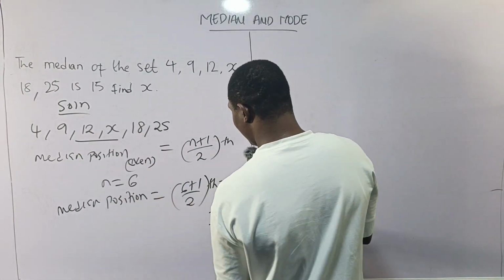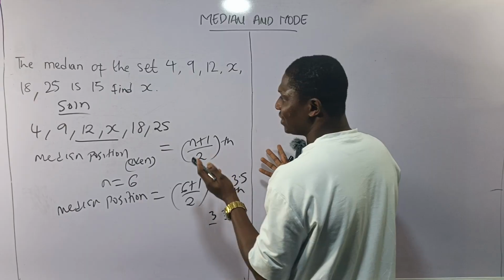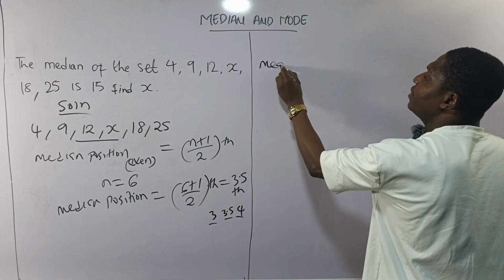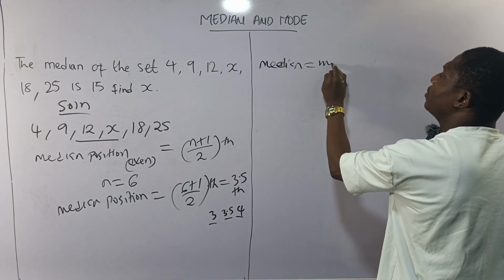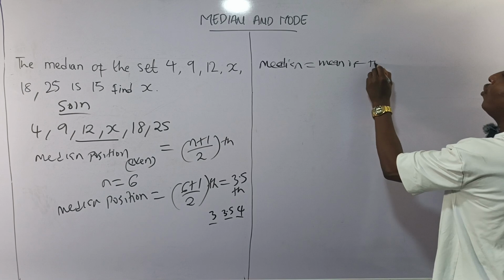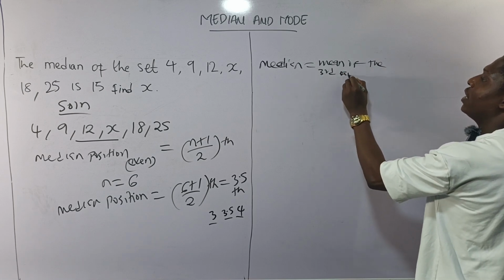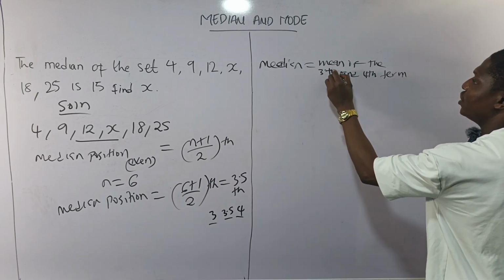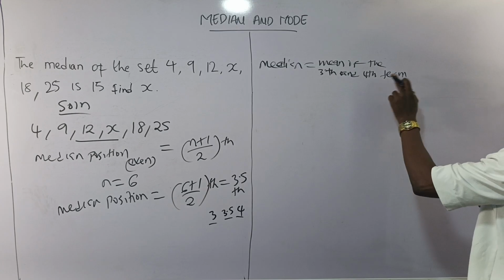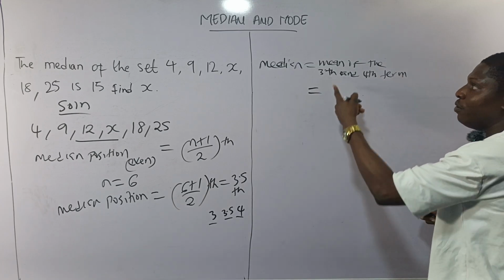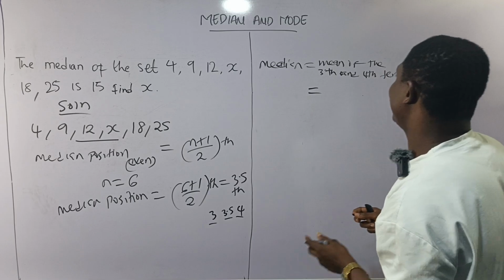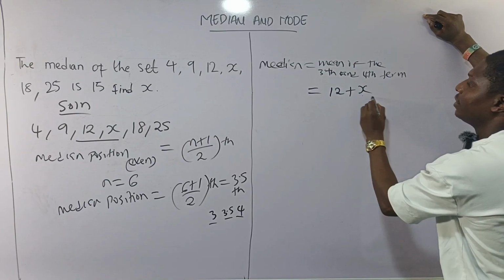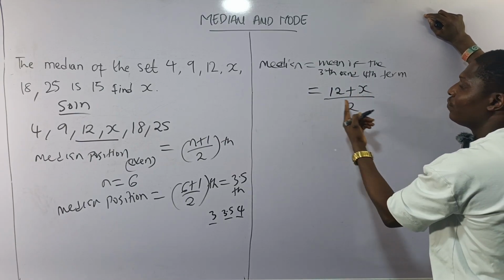So the median position is halfway. Since the median position is 3.5, we'll take the mean of the third and the fourth value. The median will be equal to the mean of the third and fourth terms. Third and fourth position, though it's supposed to be rd, remember, but we are maintaining th with respect to all the terms. Now, we therefore have 12 plus x divided by 2. The mean is the sum of the two middle values divided by 2.